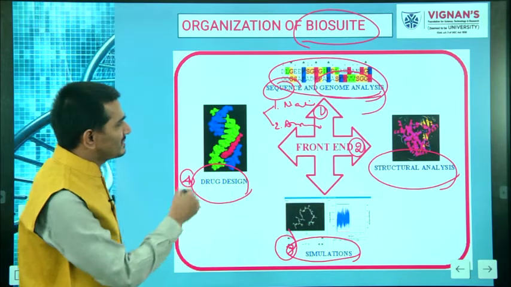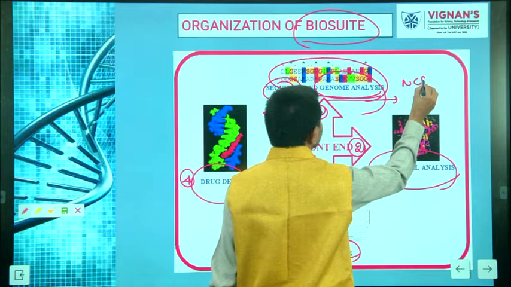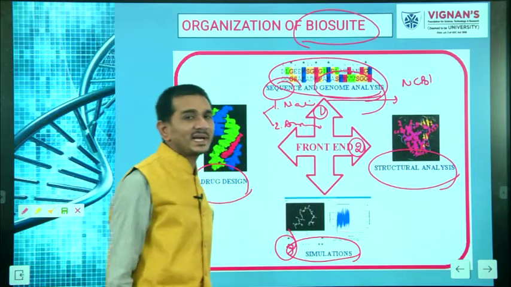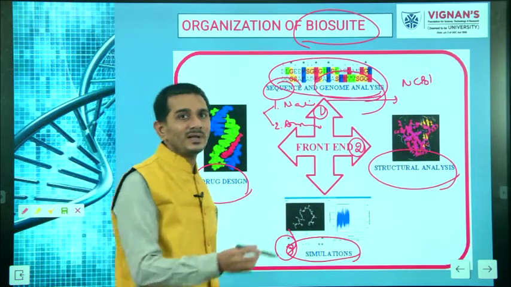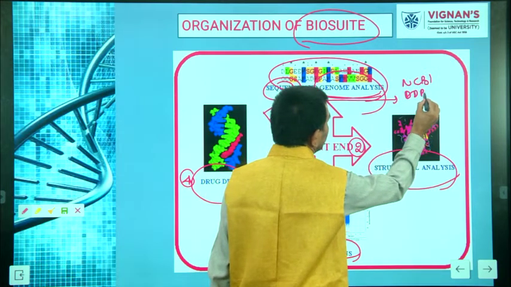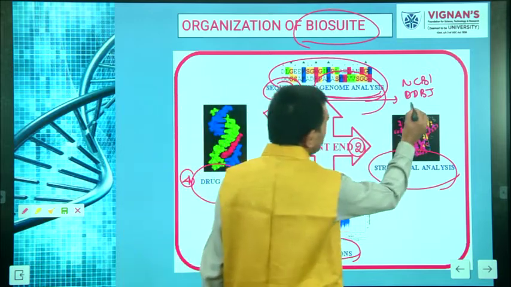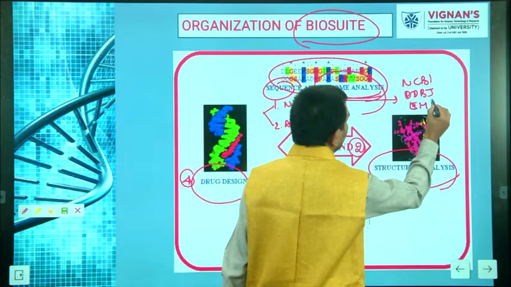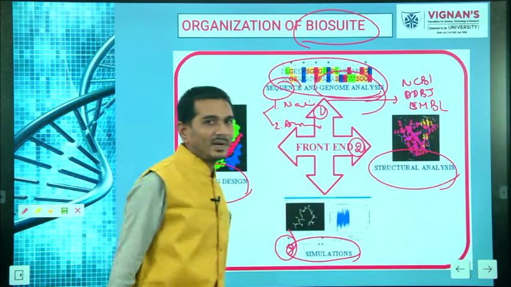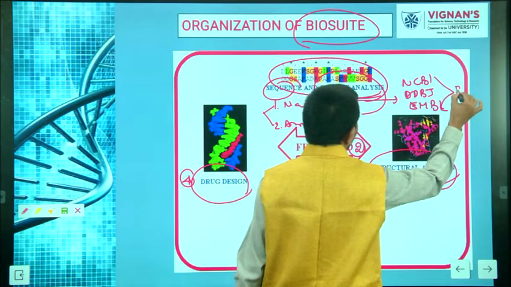Based on the types of sequences, we have databases. Especially for nucleic acid sequence, we have NCBI, which stands for National Center for Biotechnology Information, then DDBJ, which stands for DNA Data Bank of Japan, and the third one is EMBL, which stands for European Molecular Biology Laboratory. These three come under the category of primary database.